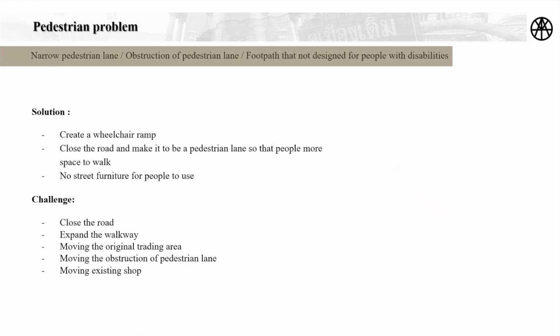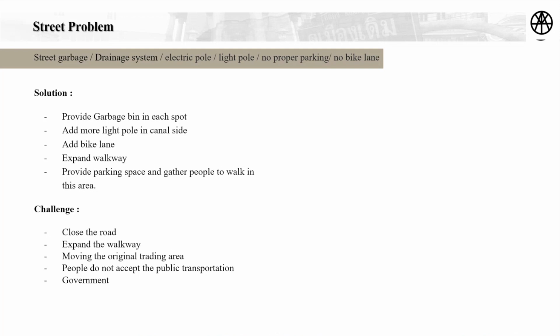So as I mentioned, it is about the narrow pedestrian paths, obstructions, and no designs for disabled people. So the solution is to cross the road and make a pedestrian lane along that road, and then create space for people to sit and walk in those areas. The challenge of this one is moving the road or the course of the road and the existing shops. Next.